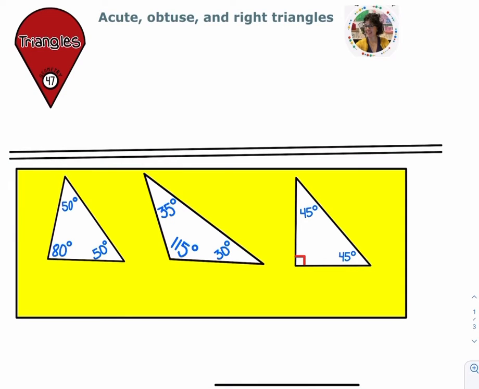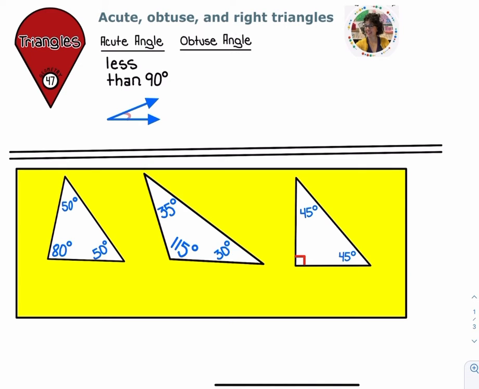One way we can classify a triangle is based on the size of its angles. So let's begin by defining angles based on their size. Starting with an acute angle, that's an angle that measures less than 90 degrees. These angles are small angles. Here's an example of an acute angle. Notice the angle is very small.